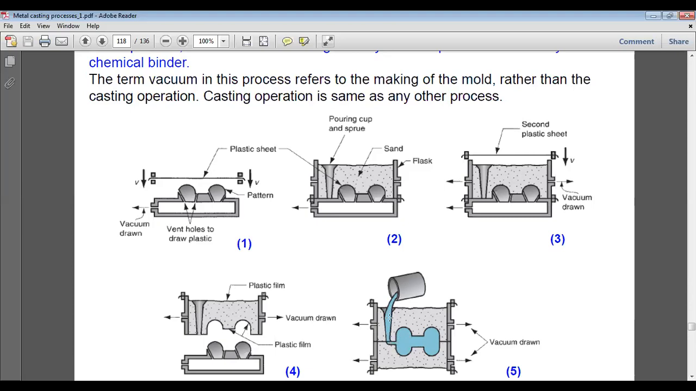And now these two are joined together to make a complete mold, and the molten metal is poured and vacuum drawn. This is for sealing the mold all around, all over by thin plastic sheets or films. So this way we have got better surface finish, better accuracy, and at the same time good strength also. Precision is achieved there.